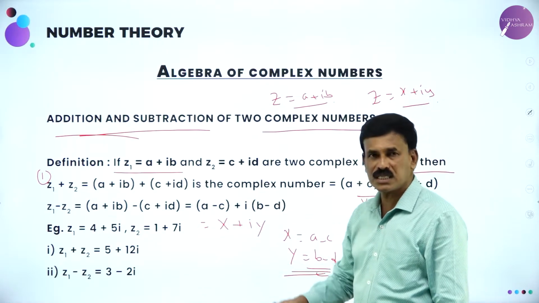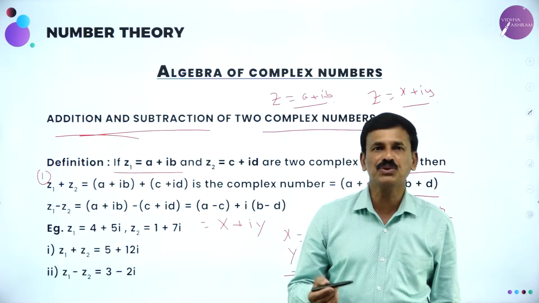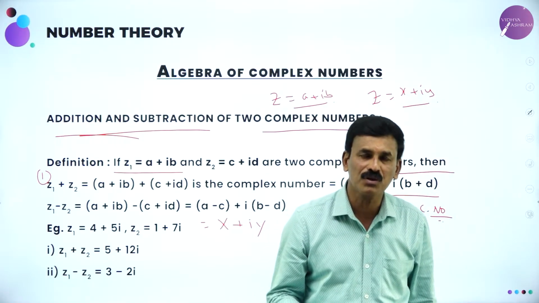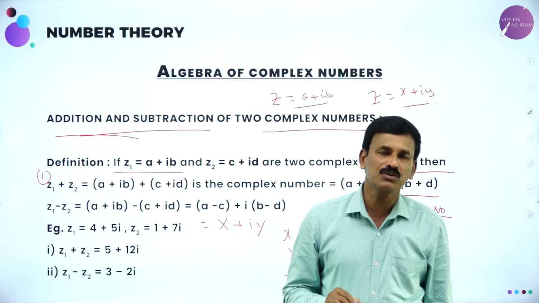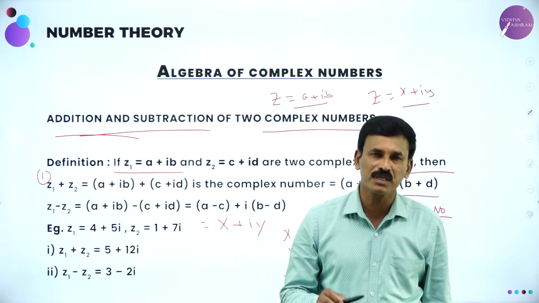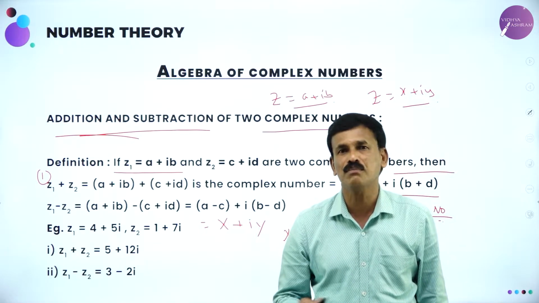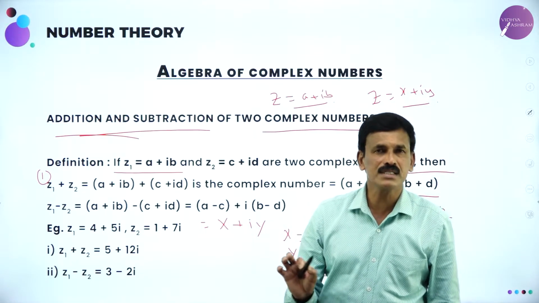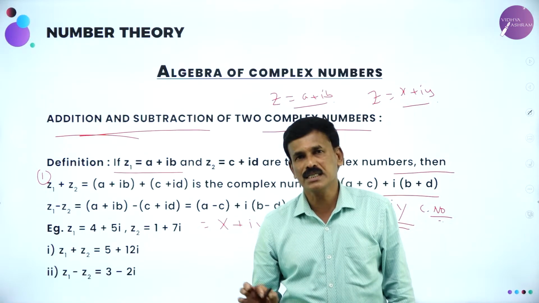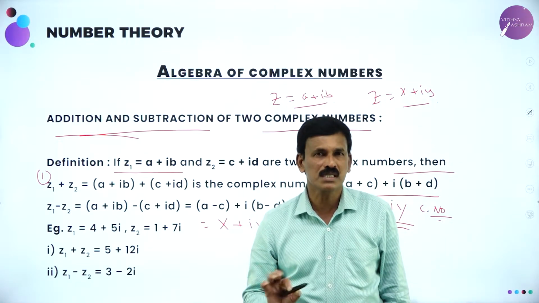So what is the conclusion? If you add any two complex numbers, you get one more complex number. If you subtract any two complex numbers, you get a complex number. So addition and subtraction of complex numbers is again a complex number. As usual, in addition, just add the real part and the imaginary part separately.